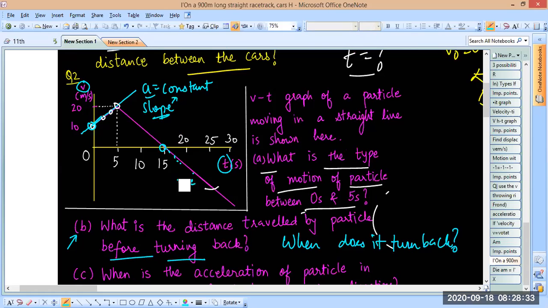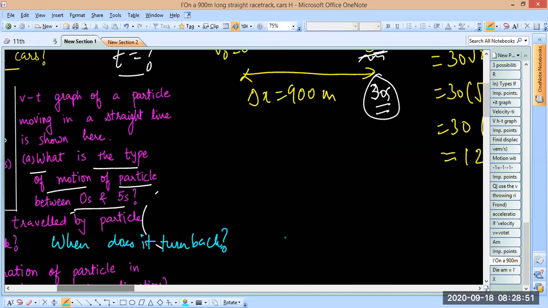I'm not talking about slope because this is VT graph. I'm just talking about velocity. So here the velocity is 20, which is positive. Here it is like 10 positive. Here also like 10 positive. But over here it's negative. So it means particle turns back at 15 seconds. All right, that's the first thing to note.